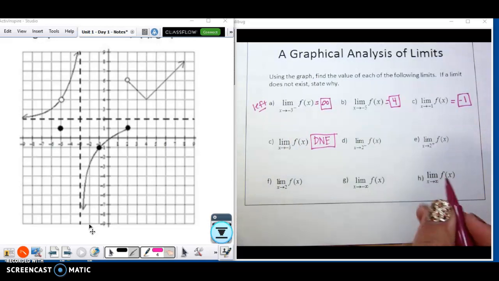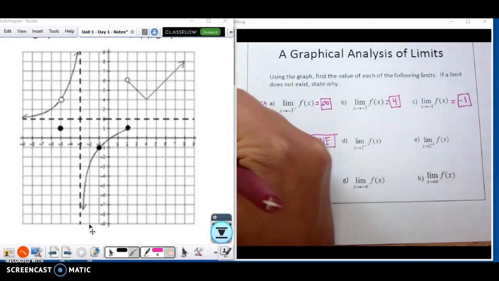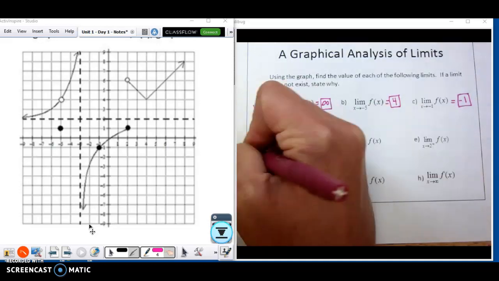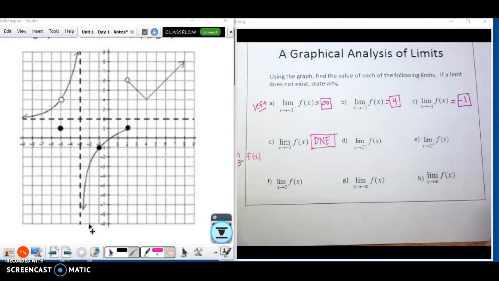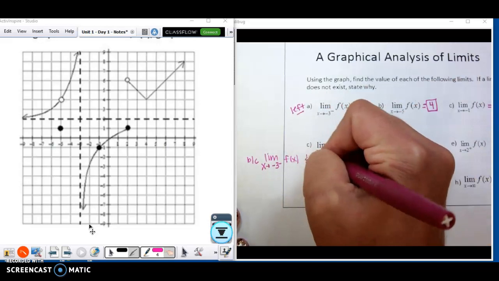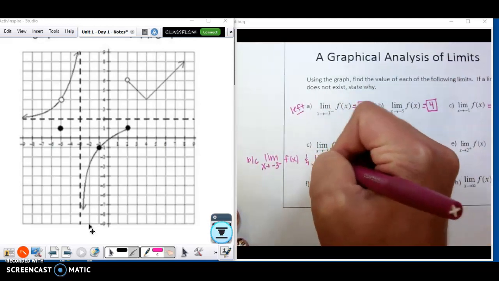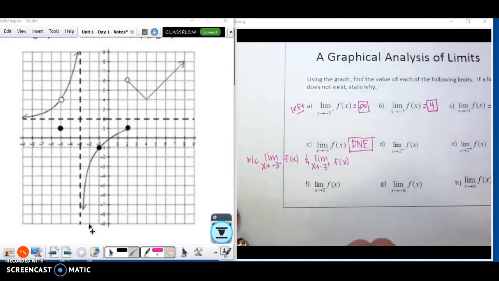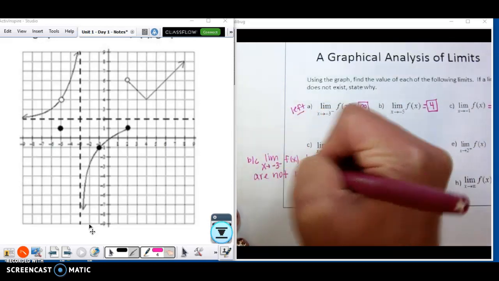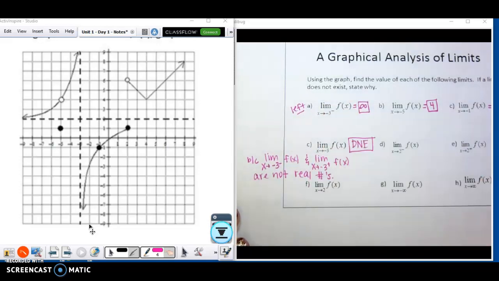And it wants us to tell why. So we're going to say because the limit as x approaches -3 from the left of f of x, and the limit as x approaches -3 from the right of f of x are not real numbers. Okay, so it's a clue when you have a vertical asymptote that you need to be wary of that.